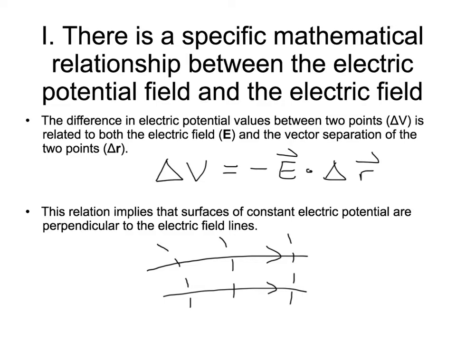That relationship turns out to imply that surfaces of constant electric potential, which are the dashed lines here, are going to be perpendicular to the field lines. We met those field lines in a previous lecture as one of the representations of the electric field.